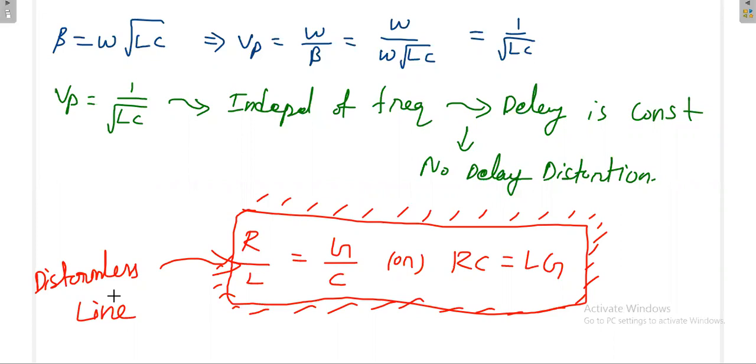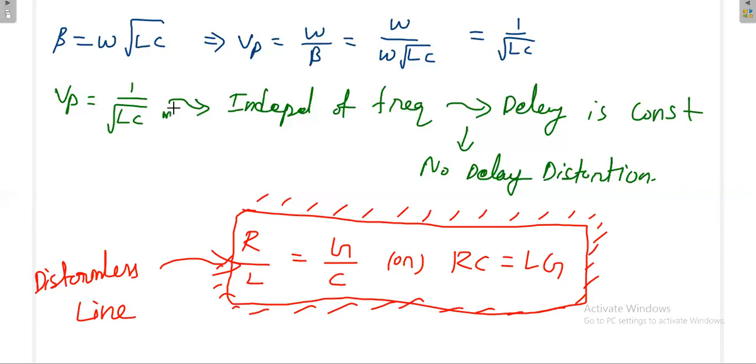Once there is no distortion, what is the meaning of this? You will not have any delay distortion, or any frequency distortion. And one more thing is the phase velocity is 1 by root LC. Definitely, what is the unit of this? Meter per second.